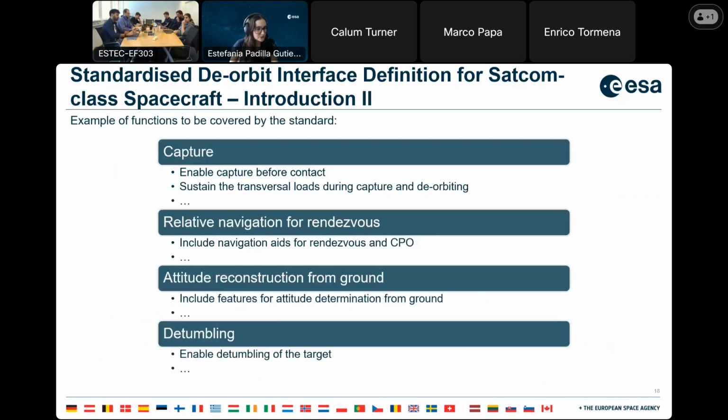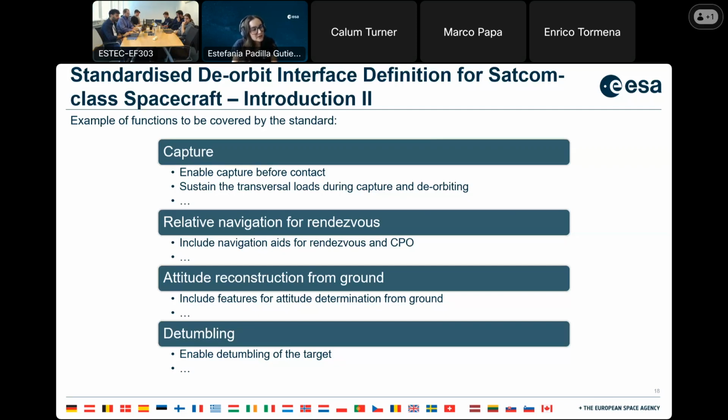So if we go to the next slide, here we just try to explain a bit what we understand by a standard. And it is true that it is still not clear maybe the level of granularity that we will achieve, because this is something that will be defined through the activity and also with your help. But just to give you an idea, we believe that a standard deorbit interface should cover 4 main functions. So here we have the capture, the relative navigation for rendezvous, attitude reconstruction from ground, and the tumbling.